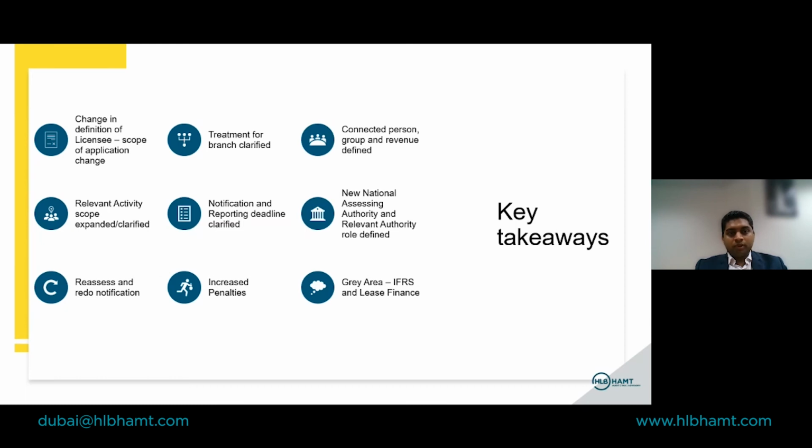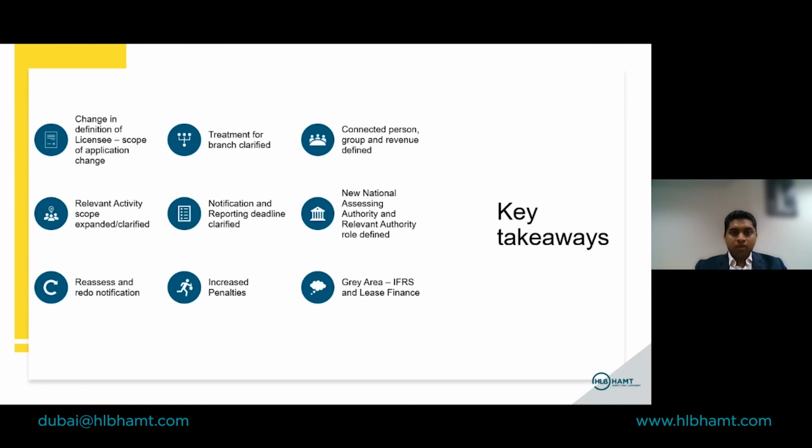Now, the relevant activity scope, as we discussed, has been expanded, especially for distribution and service center. Yes, even holding companies are expanded. There is some leeway for high risk IP. Notification and reporting deadlines are clarified. I remember very clearly, we spent hours discussing what happens if the financial period is not ending on 31st December. Do we still need to file the notification by June 30th? Now it is clarified: your year end is as per your incorporation document. Your year end plus 6 months is your notification deadline, and plus 12 months is your reporting deadline.